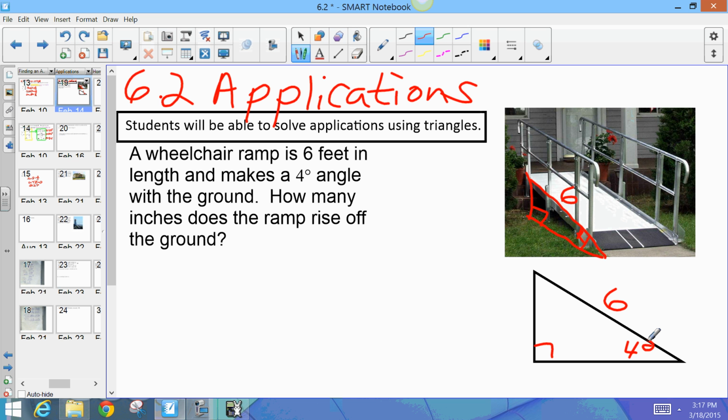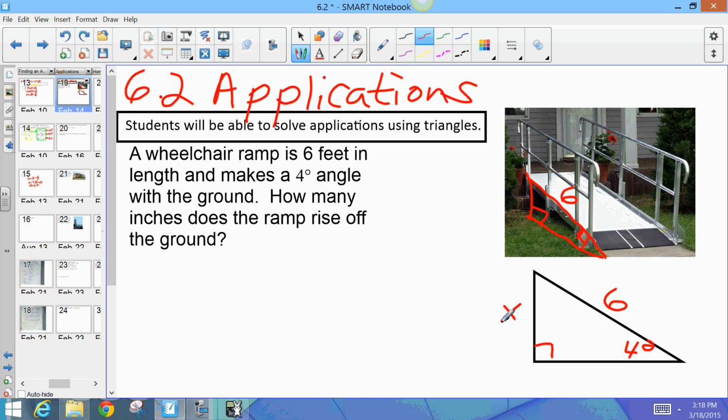All right, so what we want to know is how many inches does the ramp rise off the ground? So the height is measured perpendicular to the ground. There's my height. So I know an angle, I know a side, I'm trying to find a side. I'm going to write a trig ratio between the angle I know, one of the sides I know, and the side I don't know. So x is opposite 4 degrees, and 6 is the hypotenuse.